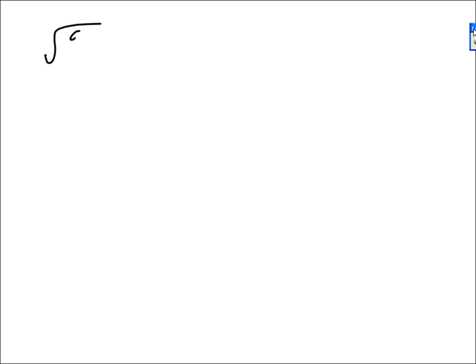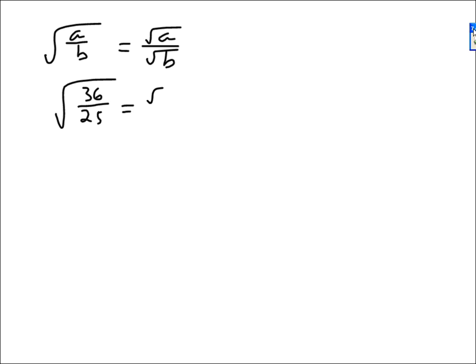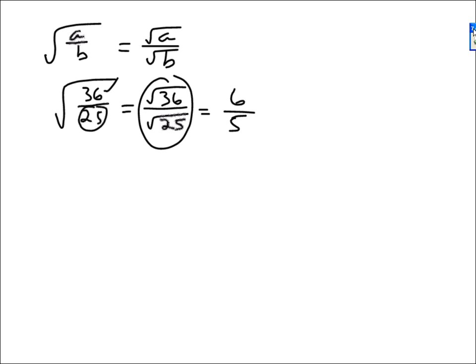Just like when you have a product, you were able to separate them into a product of square roots. You can do the same with division. For example, if somebody asked you to evaluate this, whether you write down this next line or not, you have to think it. I write down everything you should think. You should think square root of 36 is 6 divided by the square root of 25 is 5. And I just wrote it down. You want to skip that step? Fine.